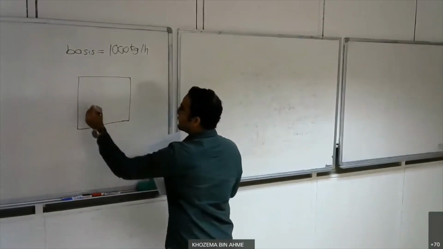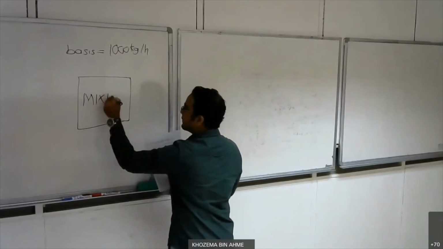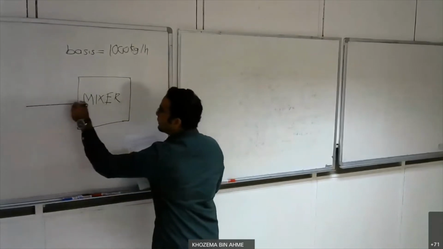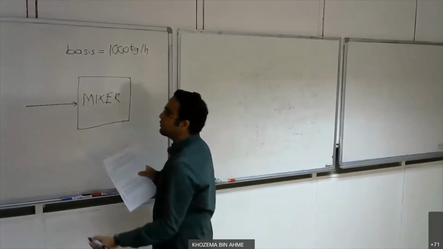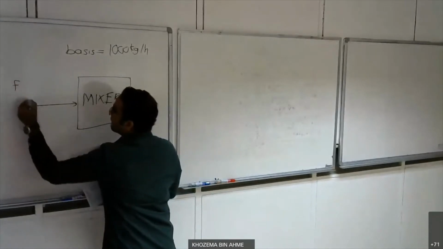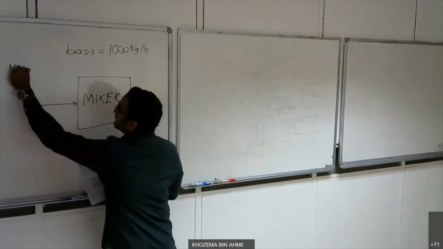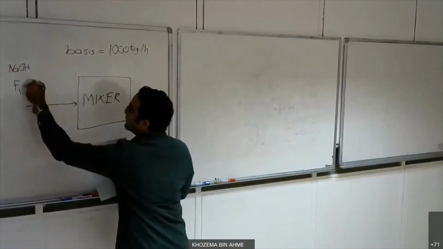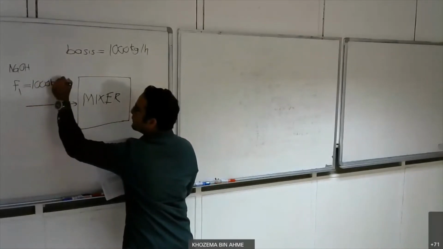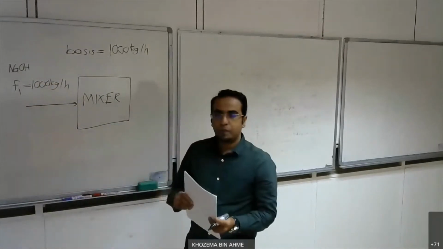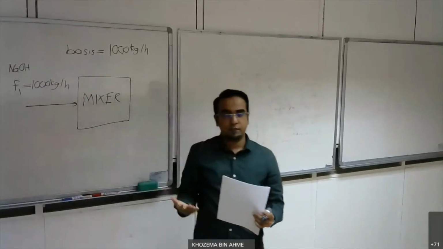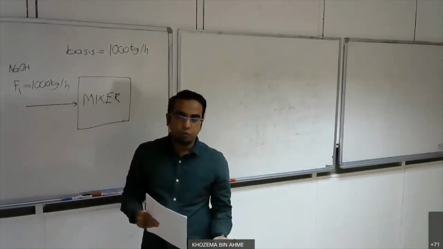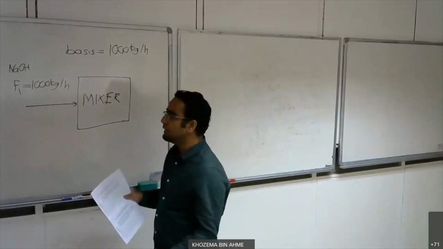Say this is our mixer. And then we have an input of NaOH. So I just put here F1 for the stream for NaOH. F1 is equal to, I know that it is 1000 kg per hour. Okay, so again, I would like to stress that this F1 is just a symbol, it's just a labeling. If you want to put F1, M1, B1, it's up to you, it's just a label.